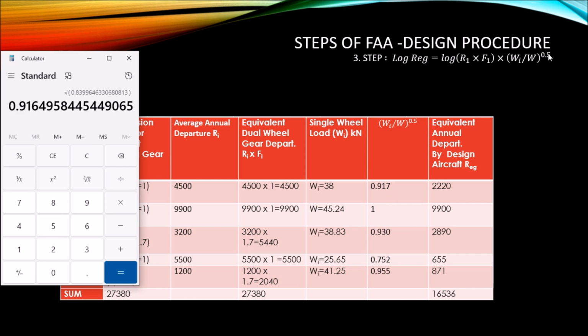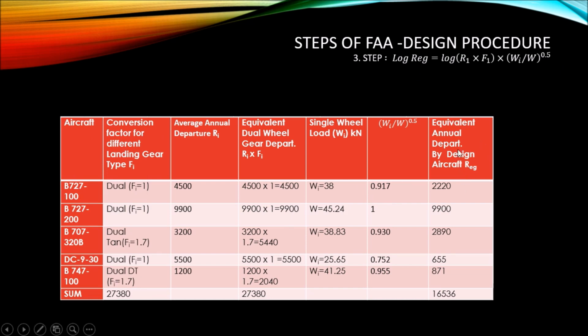The square root of it is this, the same thing as raising to power 0.5, which is still the same thing as the square root. So you can see what we have here is similar to this. So the next column, which is the equivalent annual departure by design aircraft, R subscript EQ, we can obtain using this formula in step 3. It says log R_eq equal to the sum of log R_i multiplied by F_i, close the bracket, multiplied by W_i over W, close the bracket, raised to power 0.5.